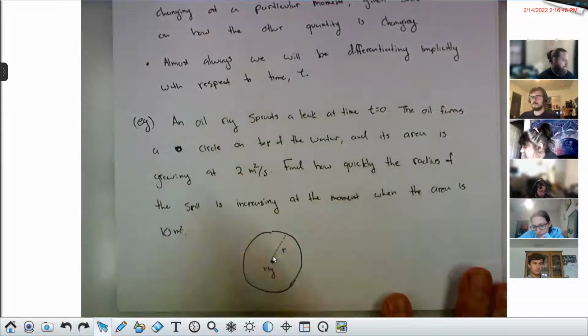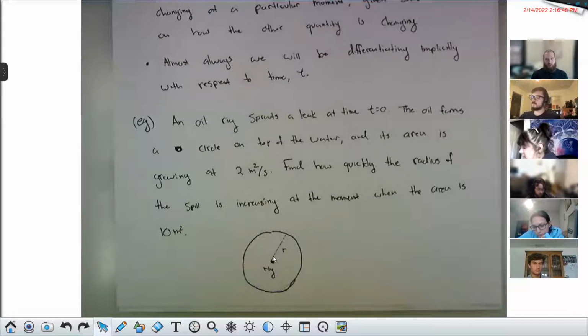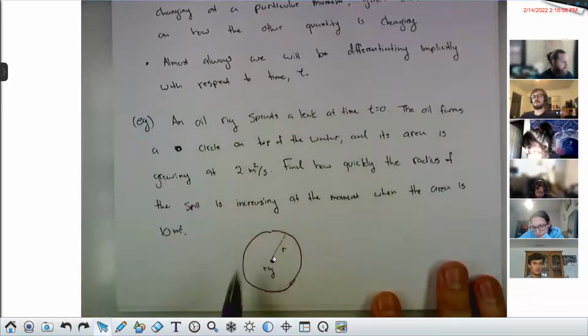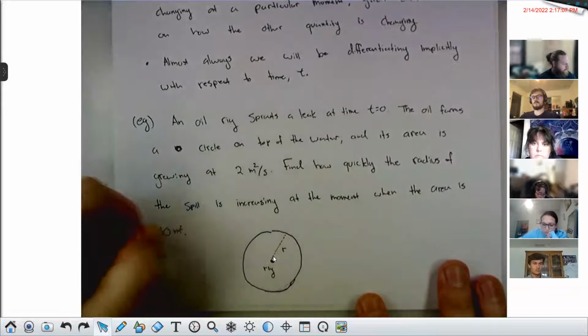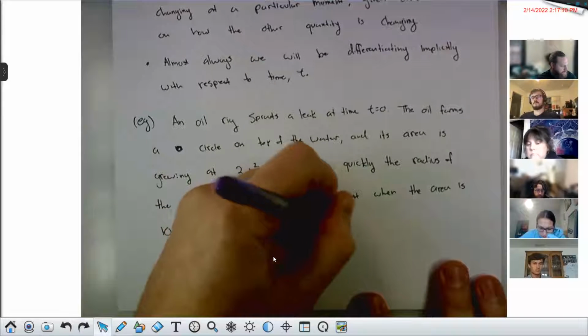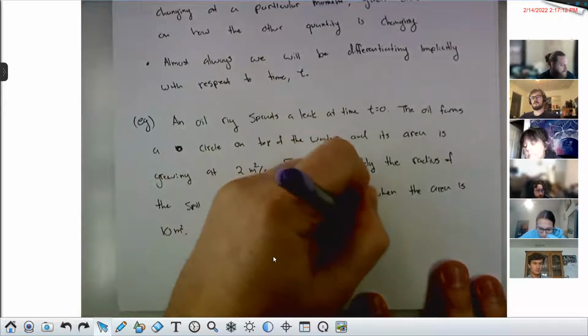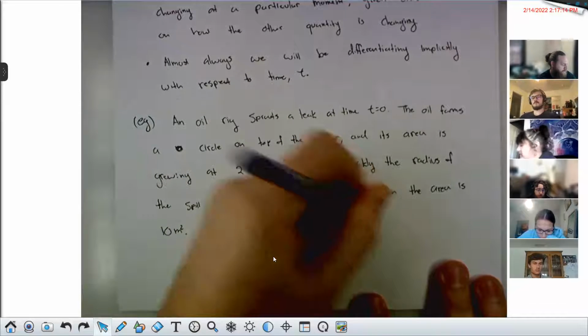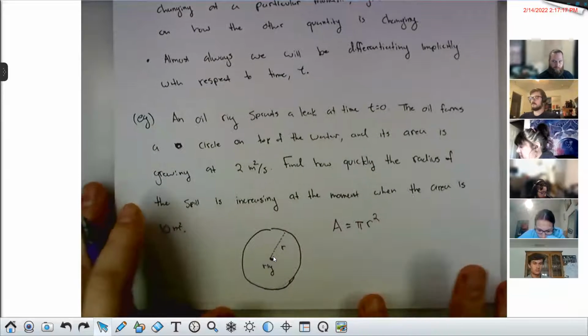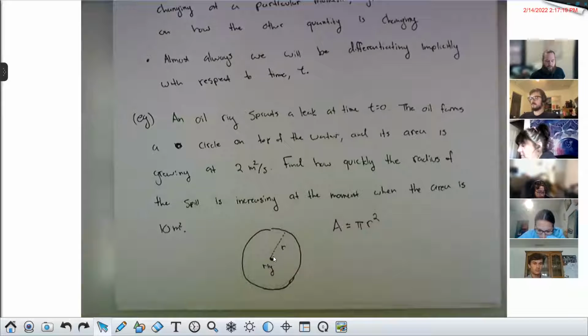And that spill has a certain radius. Okay, so you draw your picture. We need to assign some variables, right? So I'm assigning the variable r to the radius. That's my free choice. You can call it whatever you want. We'll call it r. And I'm going to assign the variable A for the area. And we know that A is equal to pi times r squared for a circle. This is a geometry fact that we should all be familiar with.